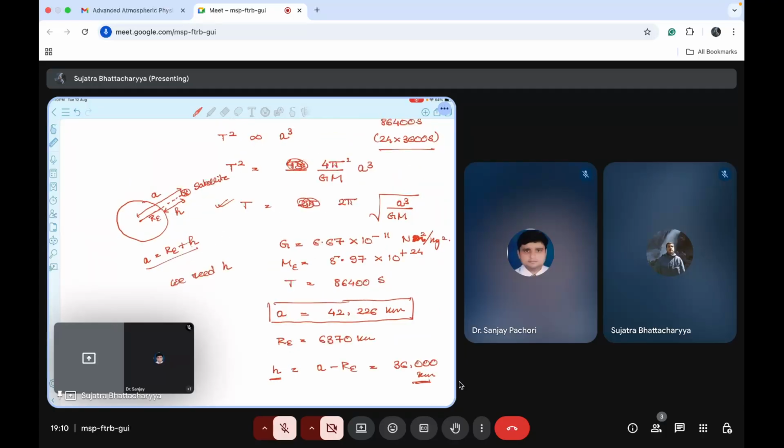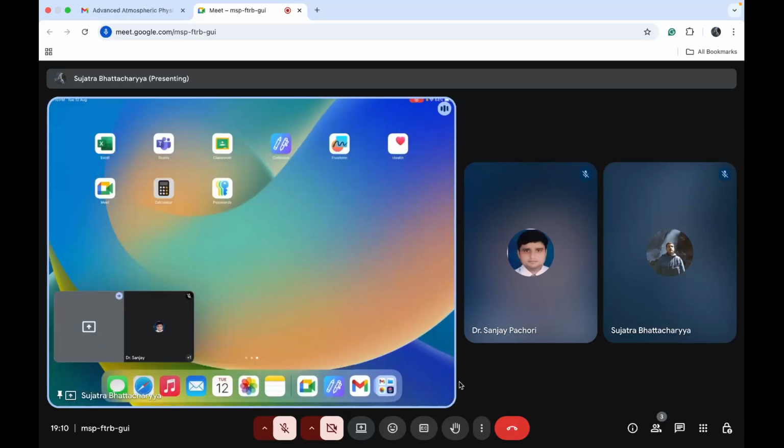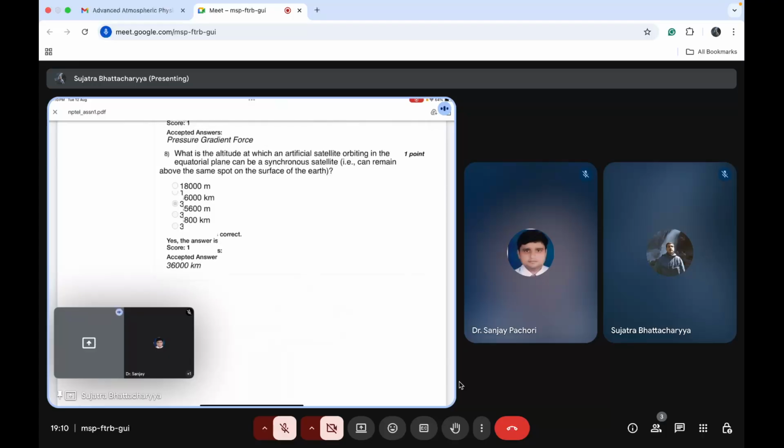Okay, fine. This will complete assignment one, which has so many numericals. It took about an hour or so. Let's go to the second assignment and finish that one.